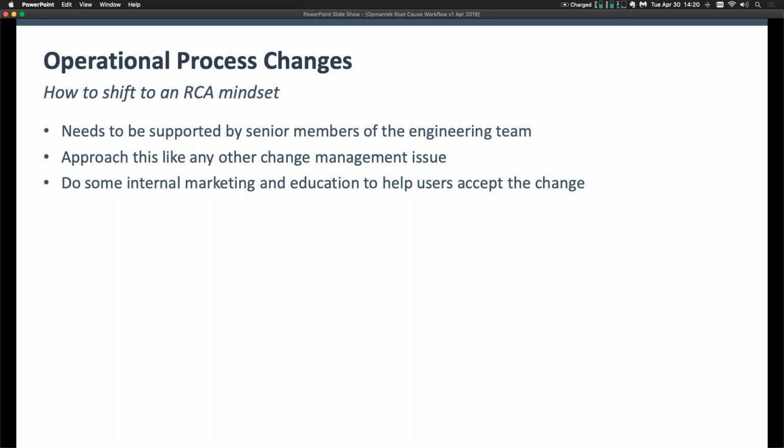So right off the bat, it has to be supported by senior members of the engineering team, right? Just like any other change management process, it has to come from the top down. It doesn't necessarily have to be from the C level or the director level of your organization, but at least people like the NOC manager, the engineering manager, right? These people have to be on board.